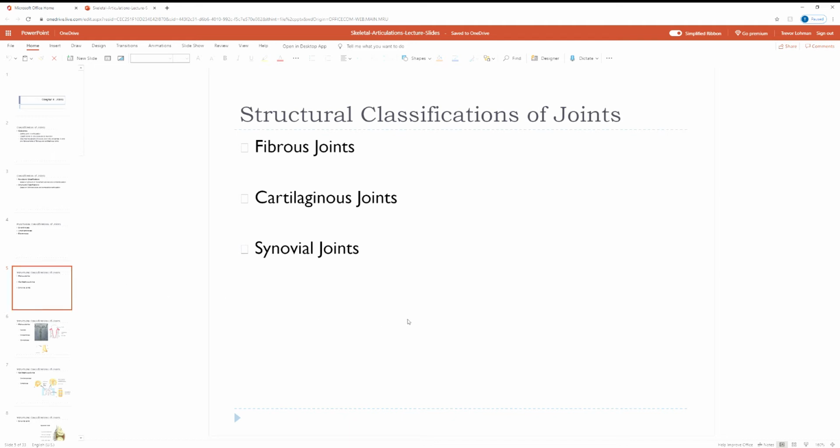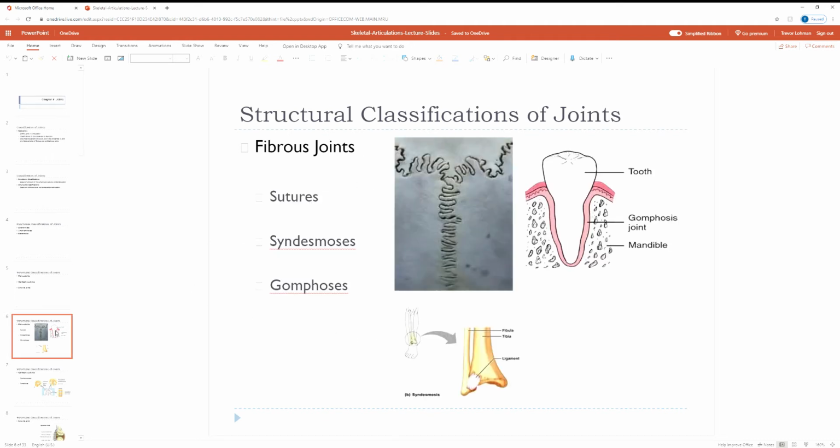And then lastly, we have synovial joints. Most of this lecture will be about synovial joints, so we're going to have many slides on those. So let's just start off with these first two categories. Firstly, fibrous joints, three types: sutures, syndesmoses, and gomphoses.